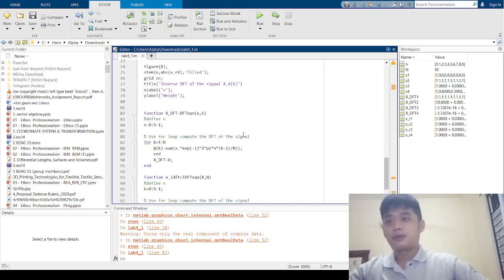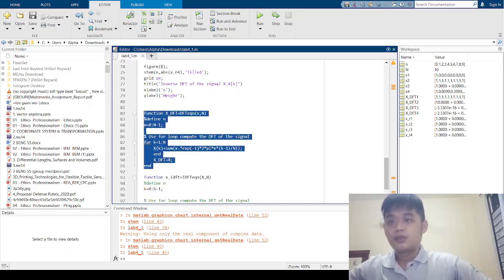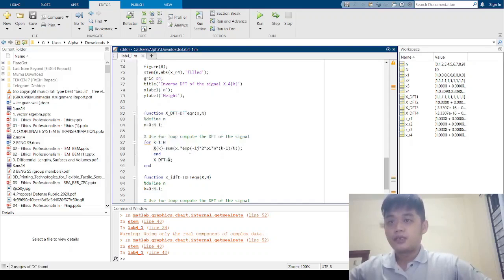After this, we're going to have to solve two tasks. One of which is to create a function for the DFT EQN of x n. So here it is, specifically made for x n multiplied with the exponential of negative 2 pi j n multiplied with k minus 1 over big N. Then it ends here.